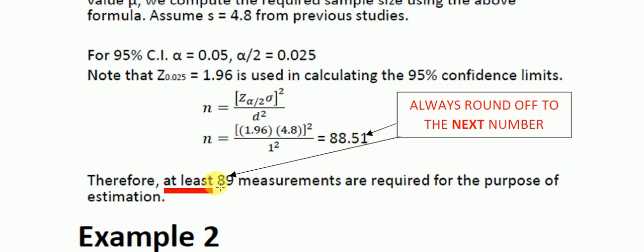So why round it off to the next number? Even if it was 88.0000001 or 88.1 or 88.2, 88.3, 88.4, 5, 6, 7, and so on, in every case we'll round it off to the next number because we can't reduce the size of the sample by 1, even if by normal rules of rounding off it had to be rounded off to 88. Still, we'll always round it off to the next number, and then we'll state that at least we need 89 measurements for the purpose of estimation.